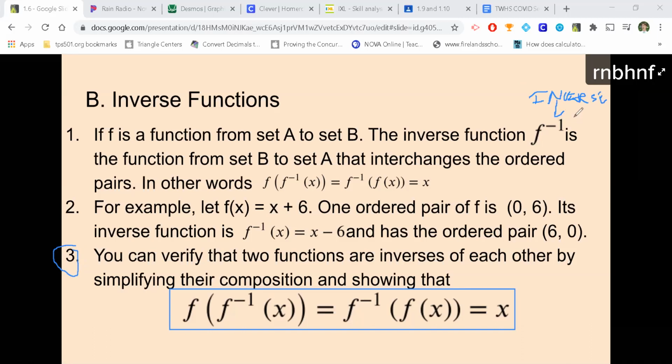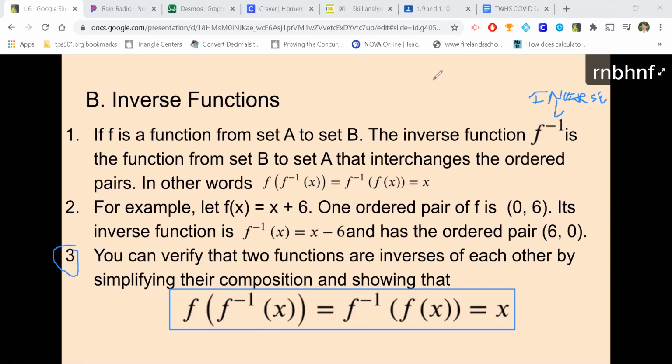The fact that they use the same notation for inverse and raised to the -1 power is actually very controversial in the math community. There are some people that say that notation is the worst notation in all of math. We should not use that.